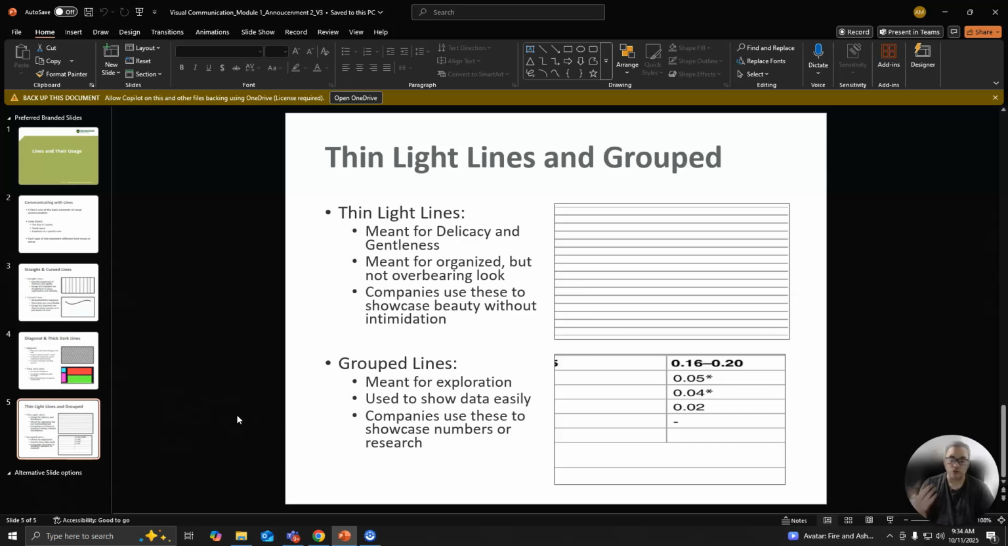Then you have group lines, which I kind of went into a little bit earlier, but I made that mistake. These are meant for exploration. They're meant to showcase data and different types of numbers to prove theories in more ways than one. So companies use these to showcase research or numbers to back them up a lot of times.